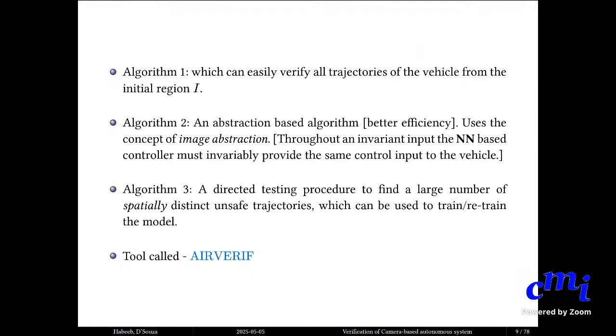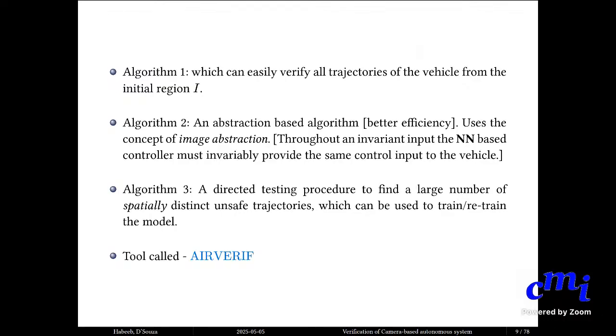They just return unsafe. They are like a proof thing. Either the proof is successful or not. So they don't give any counterexample, whereas the third one is specifically meant to check if there are unsafe trajectories or not. But if it is not able to find any, that doesn't mean it is safe. Correct? Yes, it is.